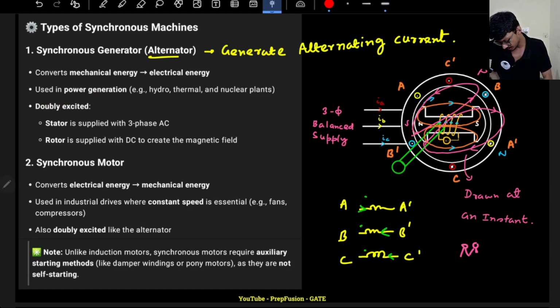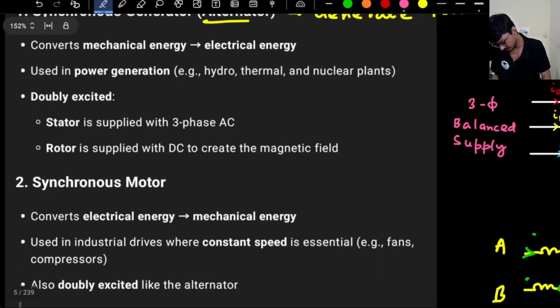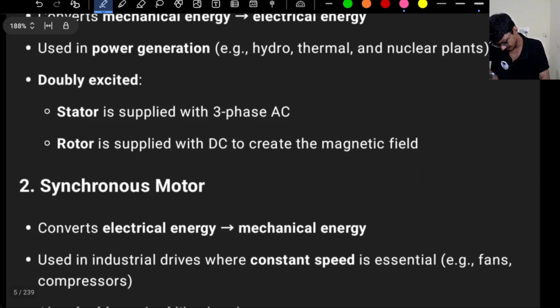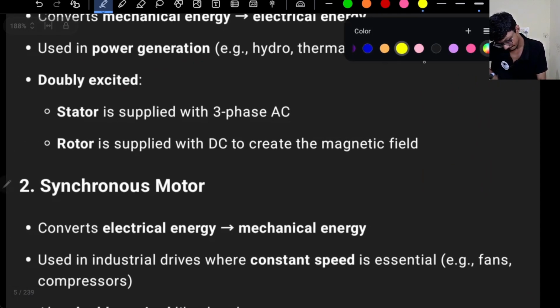So in the case of a synchronous generator, the stator is not supplied with three-phase AC. Actually, this is kind of wrong here, right? For a synchronous generator, the stator will supply three-phase AC. This statement is wrong.